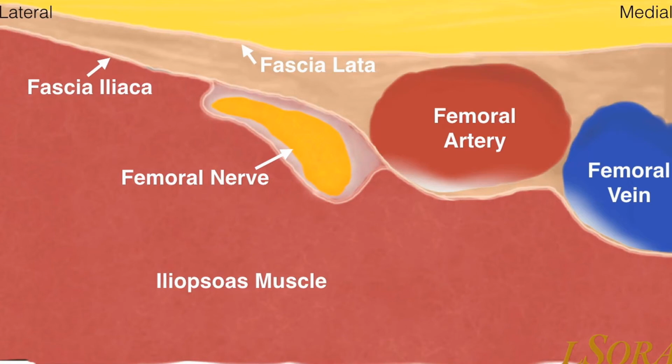The superficial fascia lata is identified. Deep to that, the fascia iliaca, which envelopes the femoral nerve. Medial to the femoral nerve, the femoral artery, and more medial, the femoral vein. The iliacus muscle lies deep to all structures.